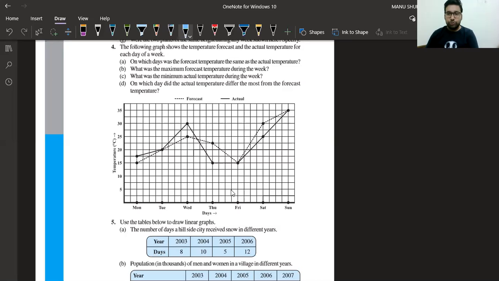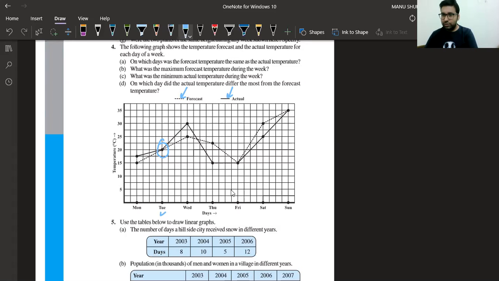Okay, let's see question number 4. The following graph shows the temperature forecast. Okay, we have seen the maximum temperature of Delhi. Okay, you're giving the answer, Ananya. Good. See what they're asking. The first part is on which days the forecast temperature was the same as the actual temperature. So you can see on Tuesday it is the same. This point. First of all, the dotted lines are showing the forecast, and the solid line is showing the actual.